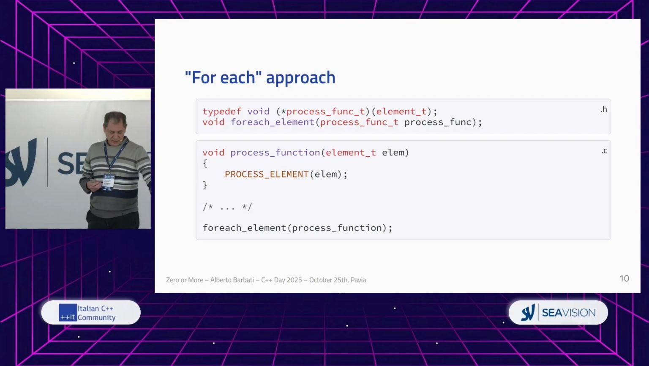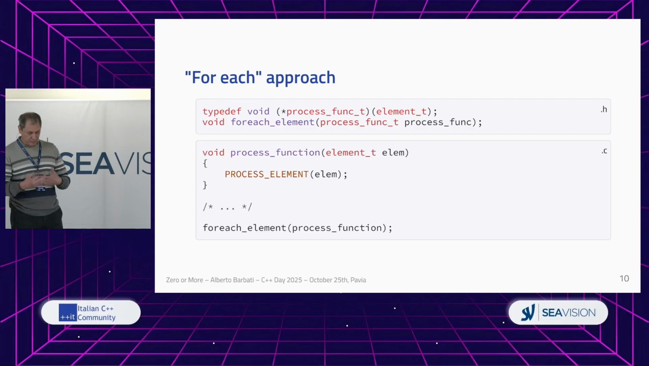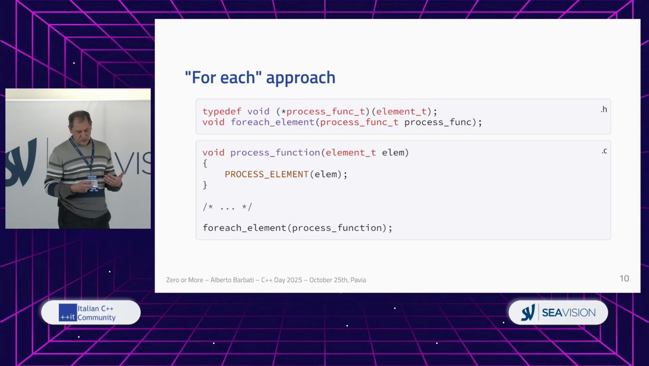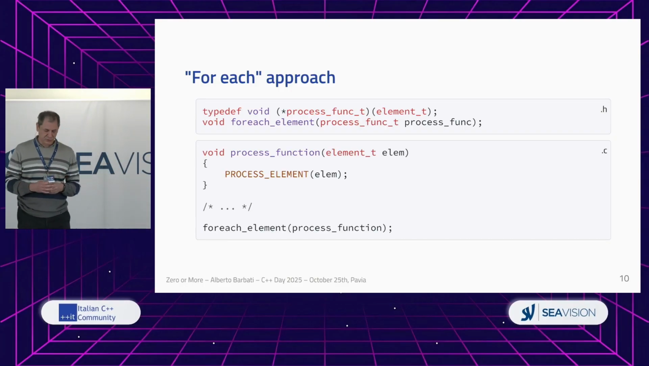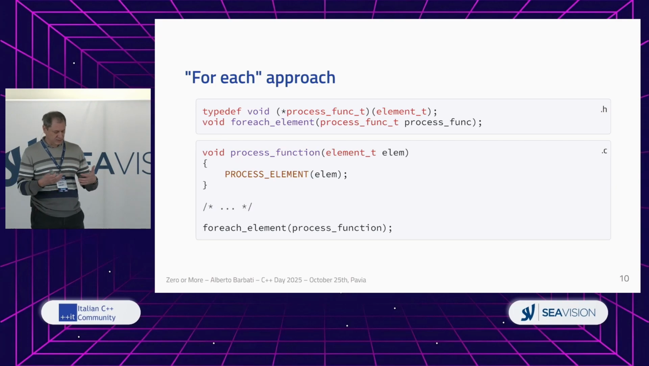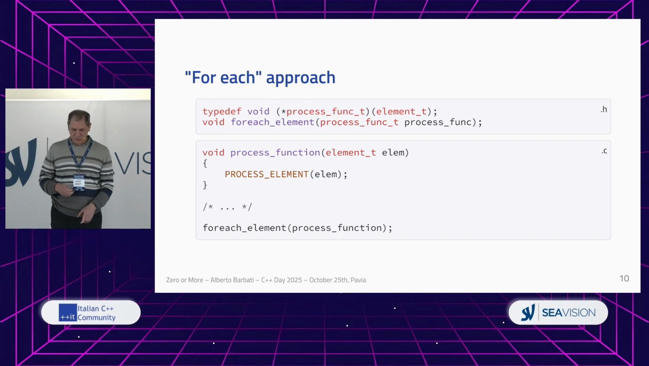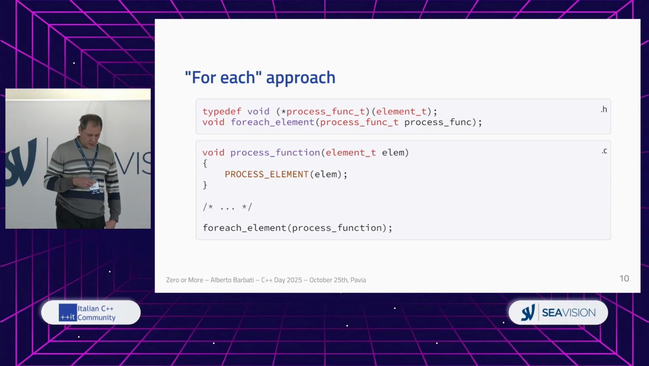In this case, the process function doesn't have context about the iteration, about the processing. We might want to give the process function that context. You can do it in C. It's a little tricky because you have to use a void pointer and do casts, some nested casts. I will not go into details because we will see how in C++ it's done very nicely.